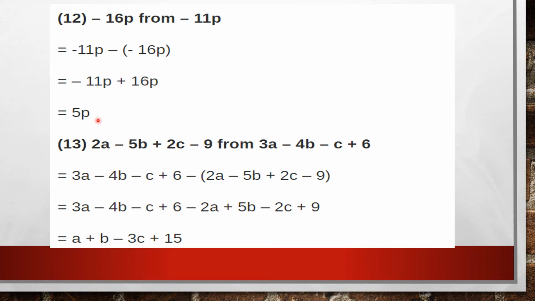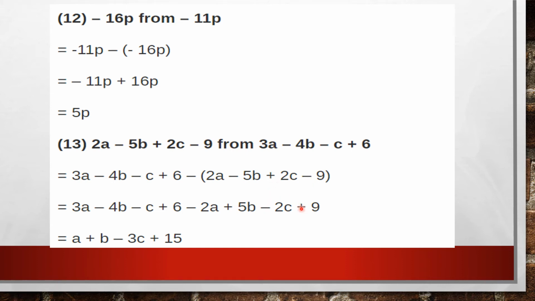For the next problem, we are going to subtract from this algebraic expression. So write this expression first, and then we are going to subtract the other algebraic expression, that is 2a minus 5b plus 2c minus 9. So you are subtracting this, so the minus sign goes inside. There is a change in sign for all the terms. So plus 2a becomes minus 2a, minus 5b becomes plus 5b, plus 2c becomes minus 2c, minus 9 becomes plus 9.